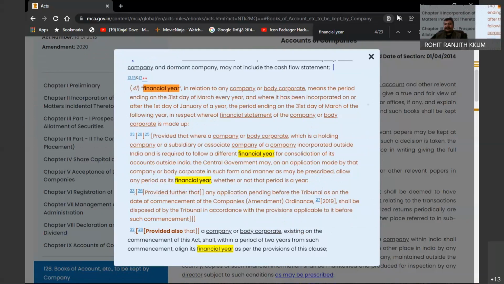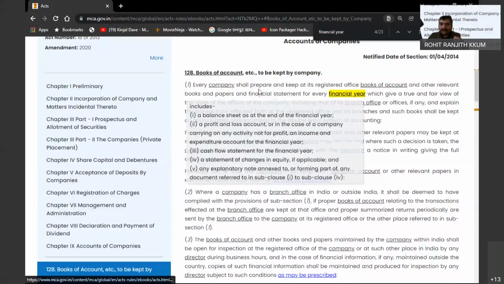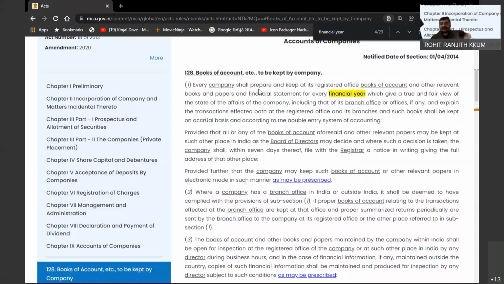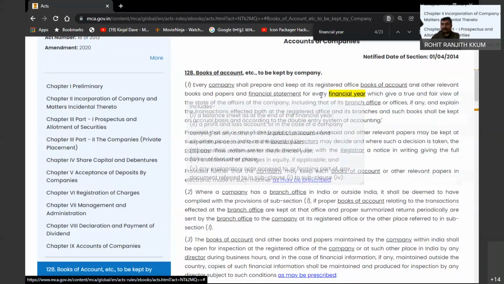All right, so after that guys, let's continue with this. Look how one word can change the direction of a question. So again, guys, let me read the subsection number 1. So every company shall prepare and keep at its registered office the books of account and other relevant books and papers and financial statements. What is financial statement? I will tell you under section 129. Again, we have the definition, but I don't want to tell you right now.